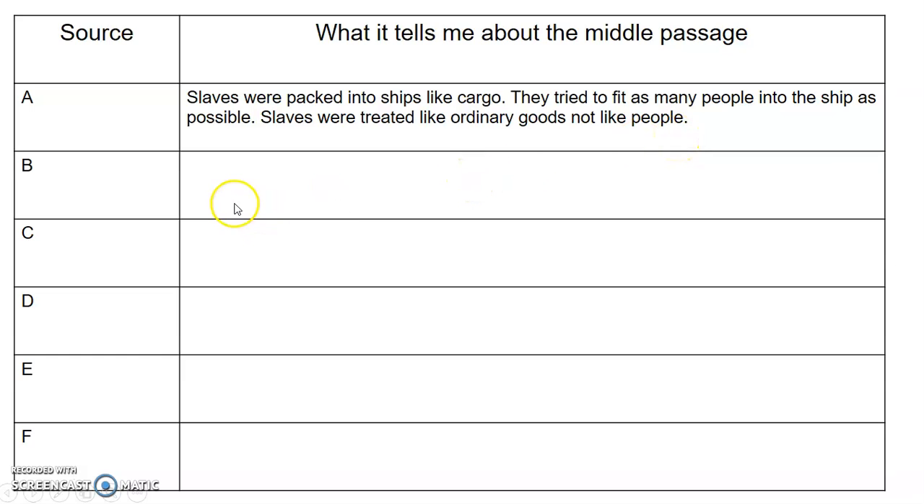What I want you to do now is to pause the video and to have a look at the next few sources. Look at the images carefully and read the information carefully. I want you to capture as much information as you can in each of these spaces. Try to think of at least 3 bits of information for each source. So pause the video and do that task now. It should take at least 15 minutes to do that task properly.